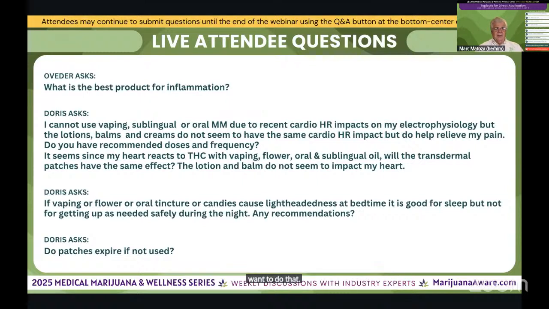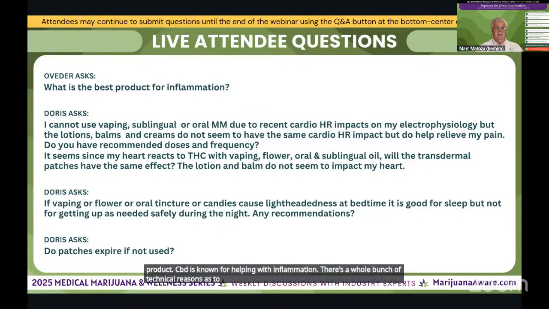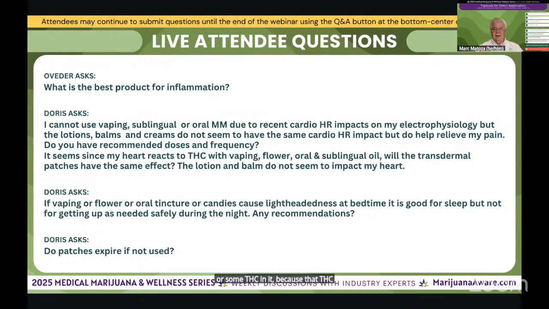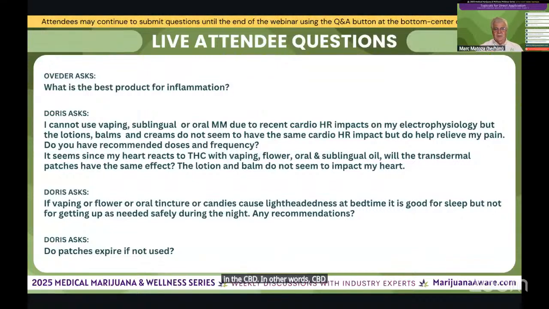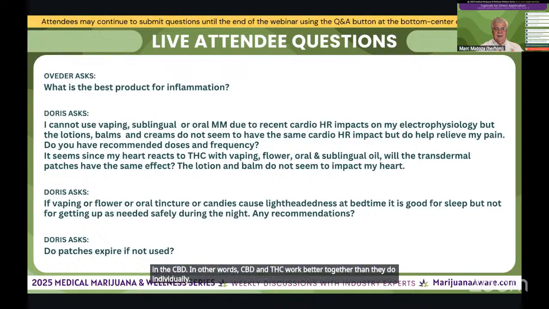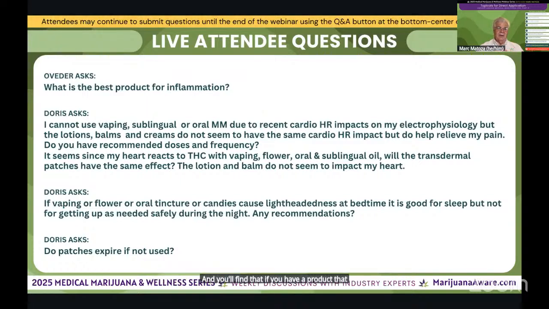What is the best product for inflammation? Well, the best product for inflammation is a CBD-based product. CBD is known for helping with inflammation. There's a whole bunch of technical reasons as to why, but just pay attention. You want to look for something that has CBD in it, and I would recommend a product that has some THC in it, because that THC triggers the entourage effect in the CBD. In other words, CBD and THC work better together than they do individually. If you have a product in that category, that's great. So look for a one-to-one, something that does have CBD in it.